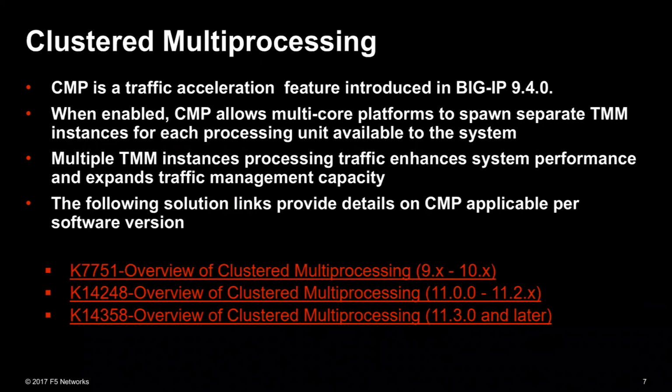The CMP feature is automatically enabled on Big IP platforms, ensuring that all instances of Tmm are available to process application traffic. When the CMP is enabled, the system creates separate traffic management microkernel, or TMM, instances for each CPU to share the workload among all those CPUs. In these solution articles, you can expand on the concept of CMP, depending on the version that you're interested in.